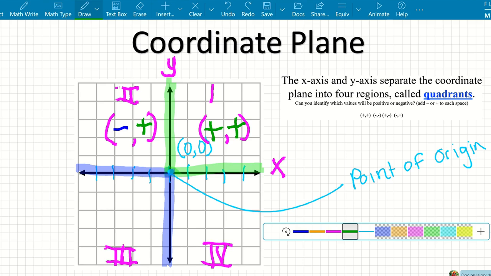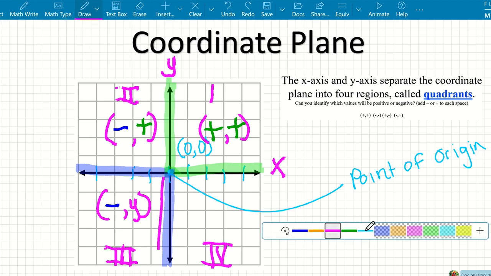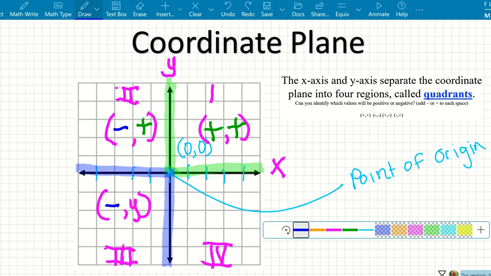In quadrant 3, we have an x value and we have a y value. In the x value, we are located along this part of the number line. It is to the left of the 0, so we know that is going to be a negative number. The y value is located along this section of this number line. That makes it also a negative value. So in quadrant 3, both the x and the y are negative values.